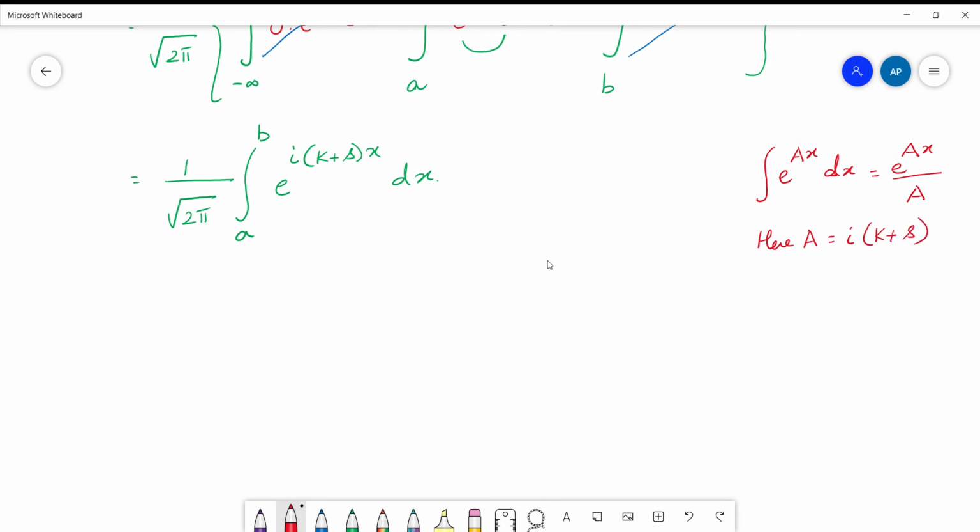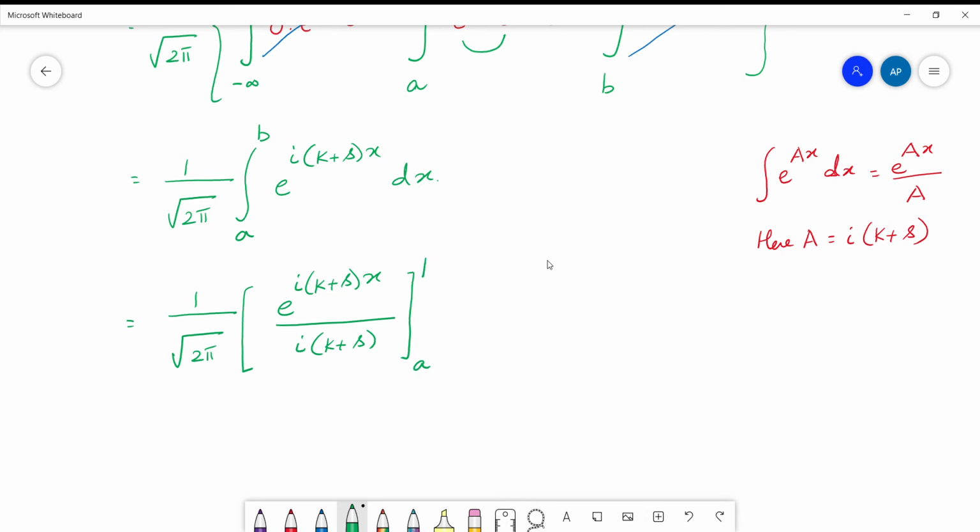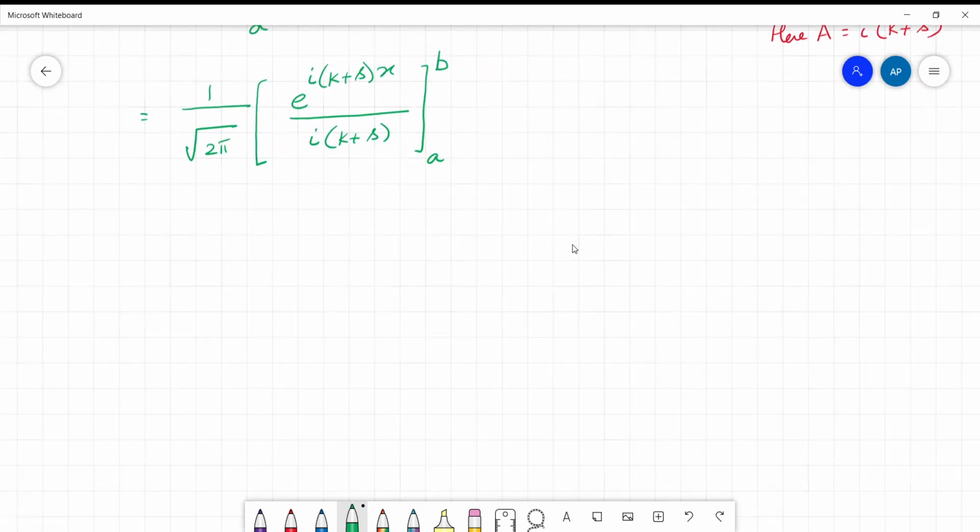So therefore, when I substitute that formula here, I get 1 by root 2 pi, which is a constant as it is outside, into e power ax, which is that term, divided by a. And what is that a here? i into (k plus s). The limits now vary from a to b. So I need to substitute the upper limit first minus the substitution of the lower limit.